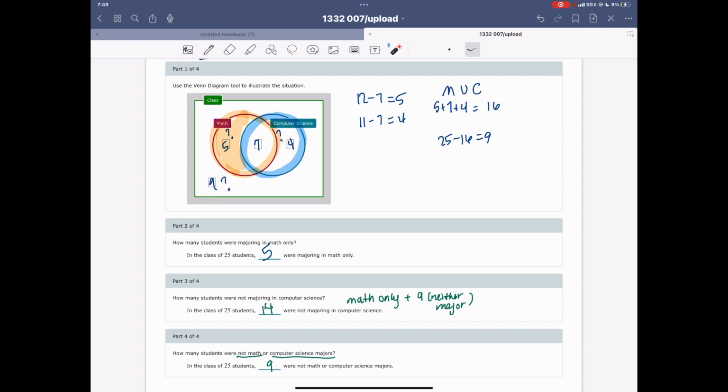And how many students were not math or computer science majors? So that's going to be the 25. So let's just do this again. It's the universal set minus the math union computer science. So it's 25 minus 16, and that's where I got the 9 from.